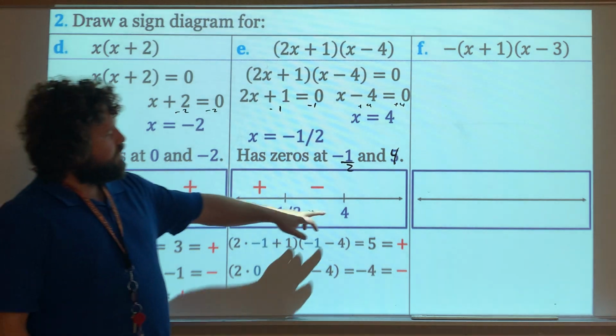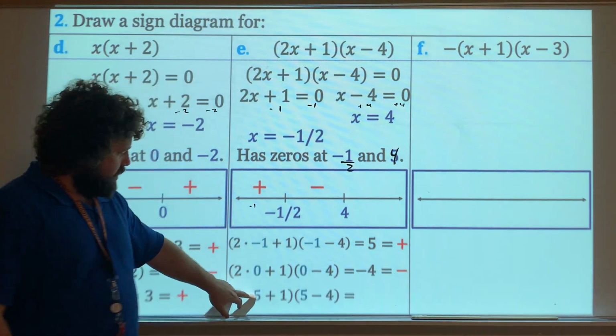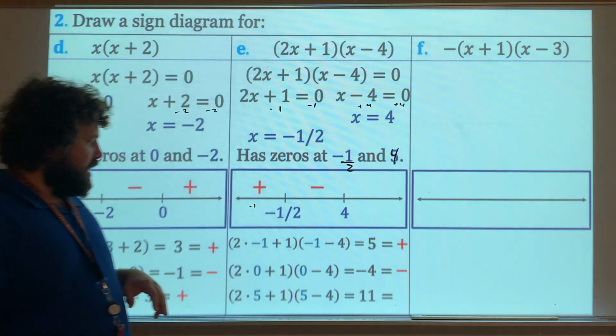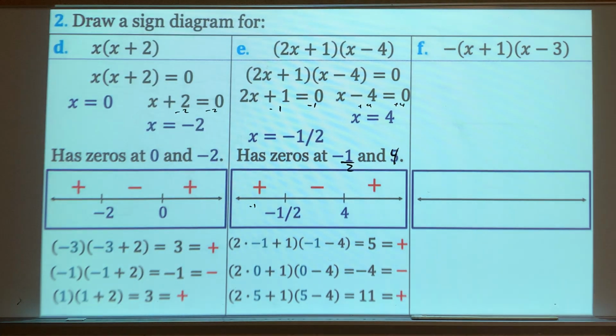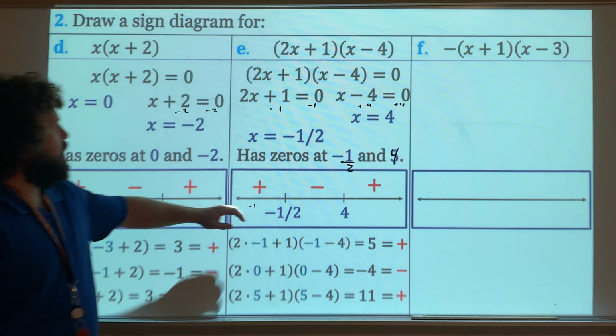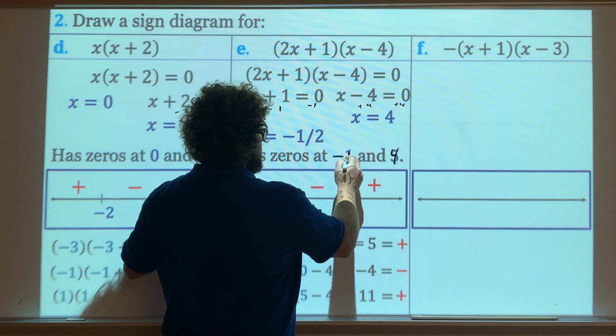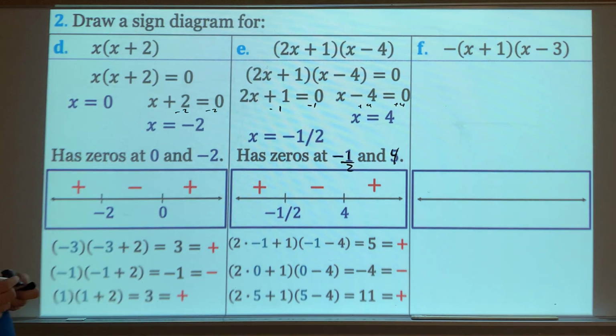And a number greater than 4 is 5. 2 times 5 is 10 plus 1 is 11. Times 1 is indeed 11. 11 is positive, so you got plus, minus, plus. All right? So this is messed up, but everything else is okay. All right, problem F.